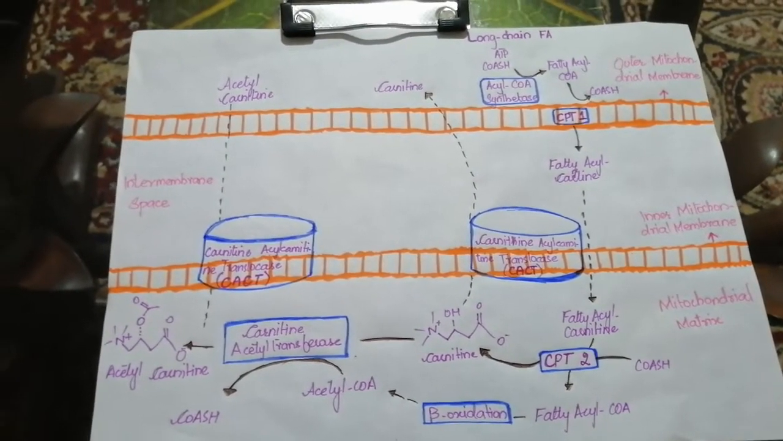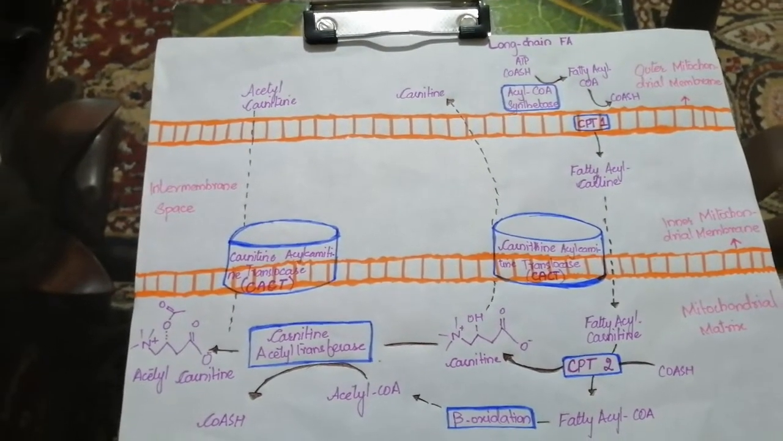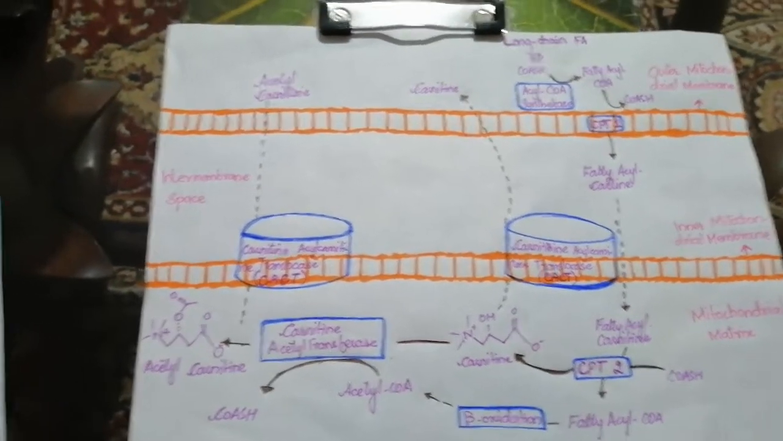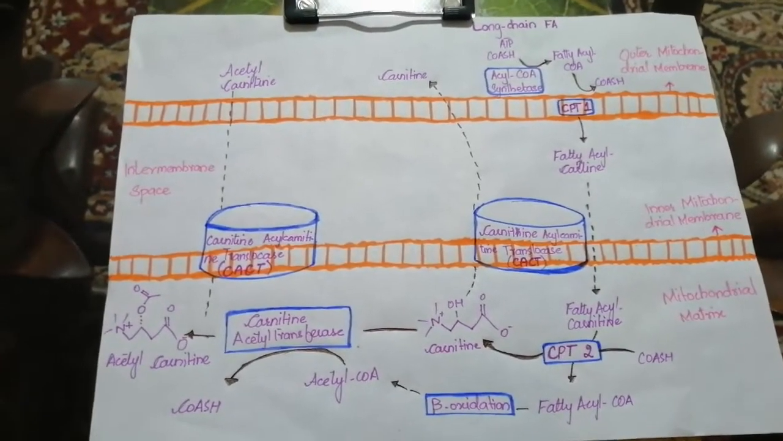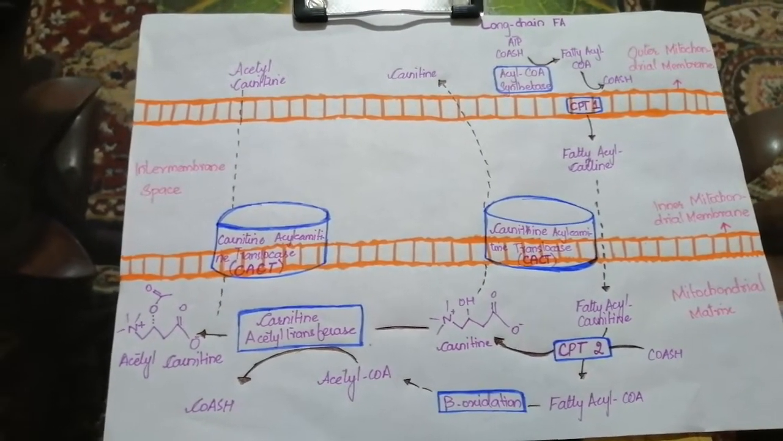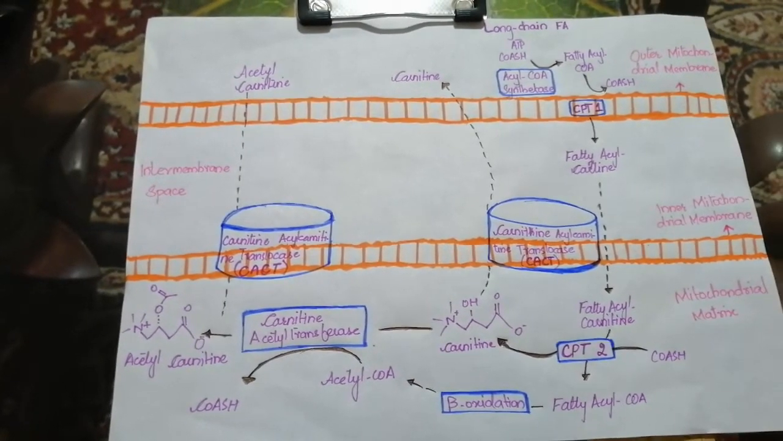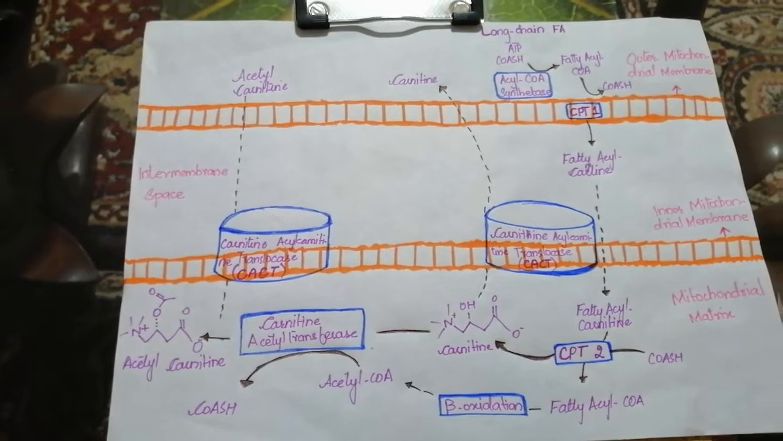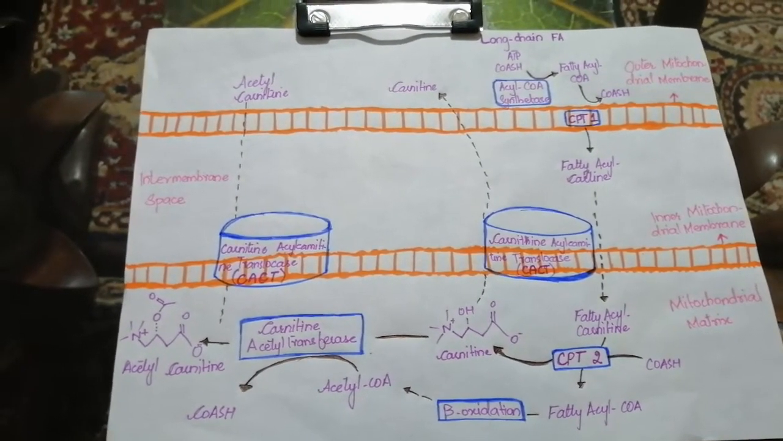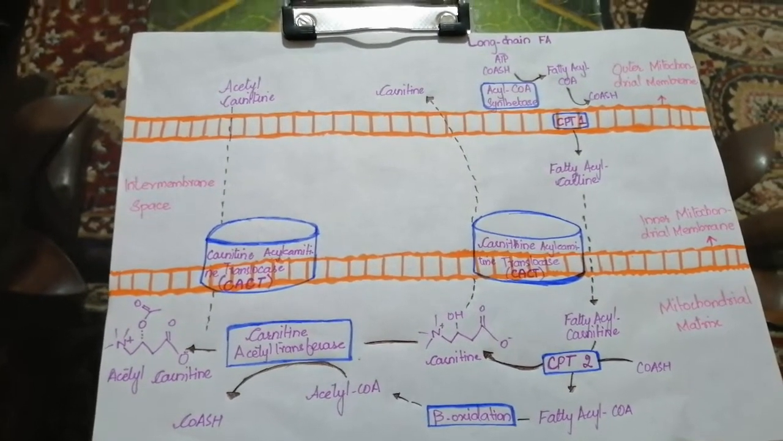Here the long chain fatty acids come from the cytosol, and the acyl CoA synthetase enzyme is present here. What does this enzyme actually do? It utilizes ATP and CoA and makes fatty acyl CoA.